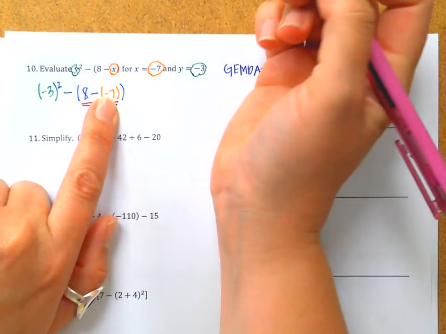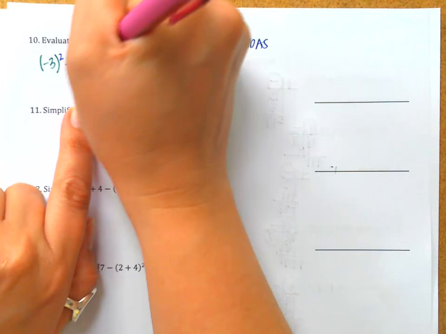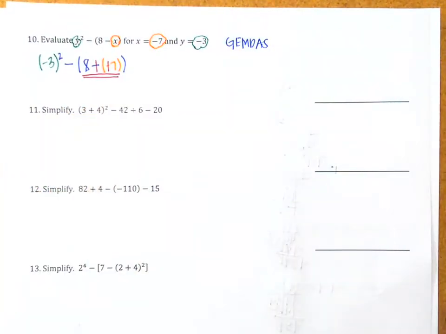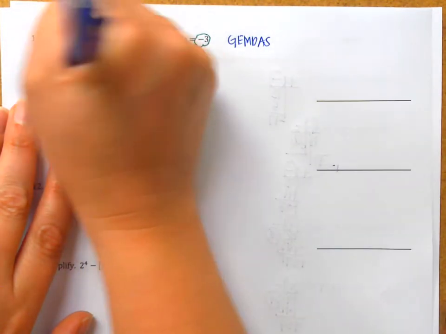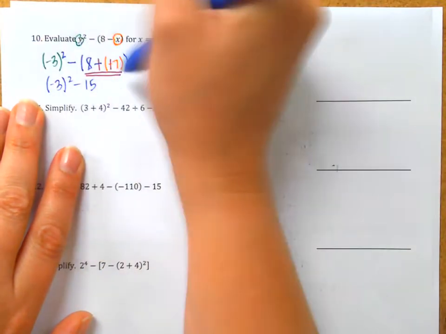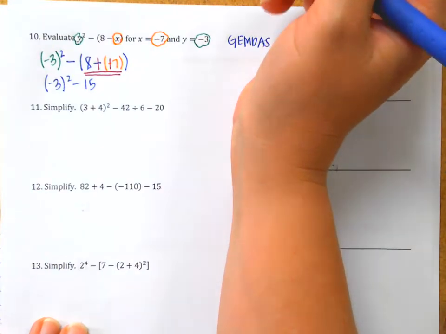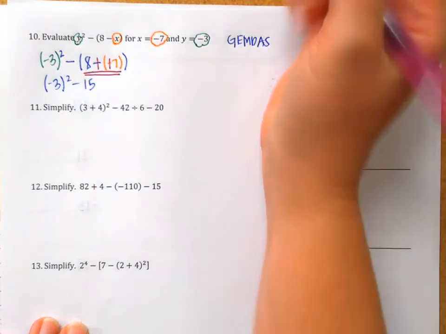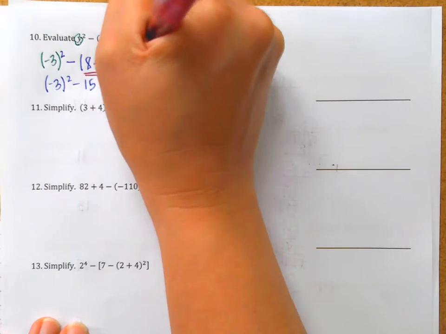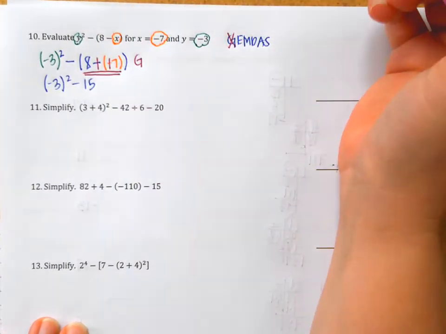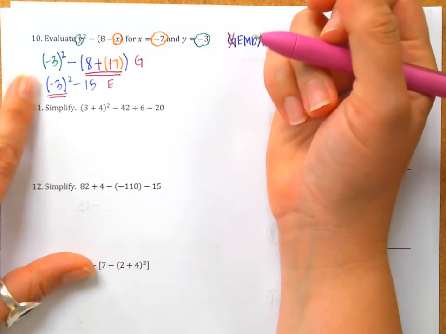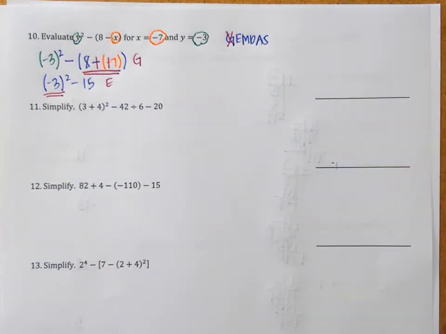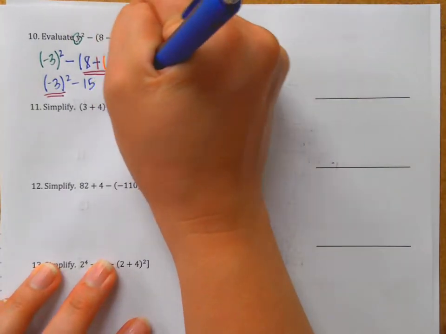A negative and a negative make a what? A negative and a negative make a positive. So 8 plus 7 gets me 15. And now that it's simplified, I don't have to put those parentheses anymore. So I did my grouping symbols. Now I'm going to deal with my exponents. So I have exponents here. Negative 3 squared, if it's in parentheses like it is here, negative 3 times negative 3 gets me a positive 9.